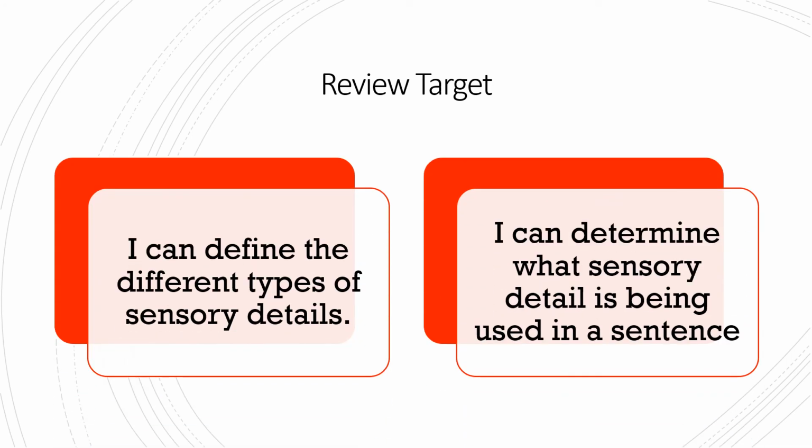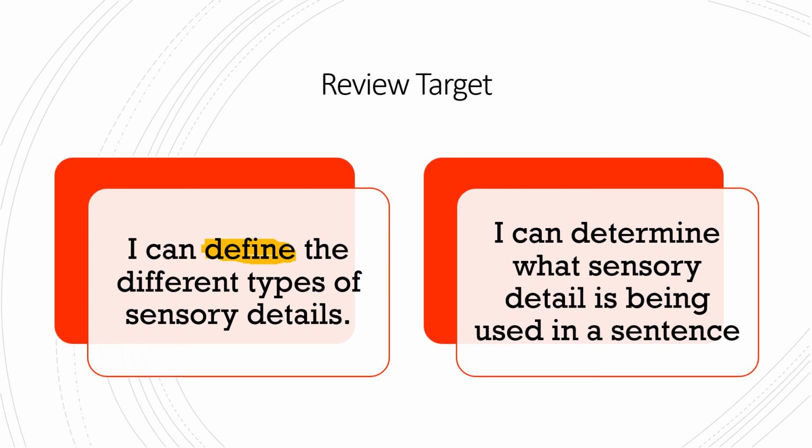Now that we've gone through all 5 senses and talked about examples of how we can use those sensory details in our writing, we're going to try to do some of this on our own. But before we do that, let's go ahead and review our target. Our first target is, I can define the different types of sensory details. So our different types of sensory details are from our 5 senses: taste, sight, touch, sound, and smell. Those are the 5 different senses, and those are the different types of sensory details you can add to writing.